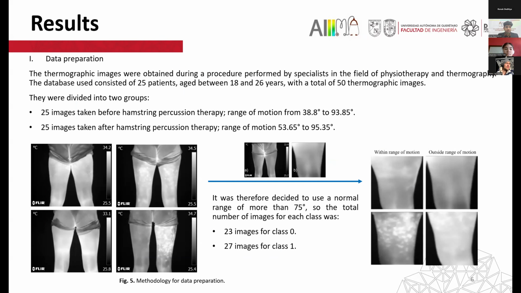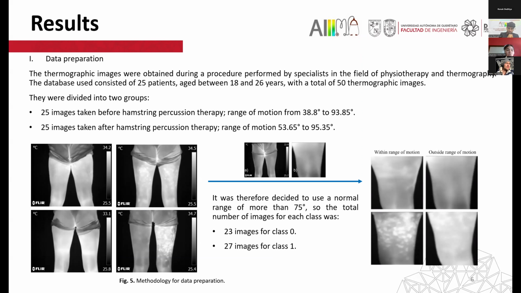The first group contains images taken before hamstring percussion therapy, and the patients' range of motion was between 38 degrees to 93 degrees. The second group was made of 25 images taken after hamstring percussion therapy, and the patients' range of motion was between 53 degrees to 95 degrees.